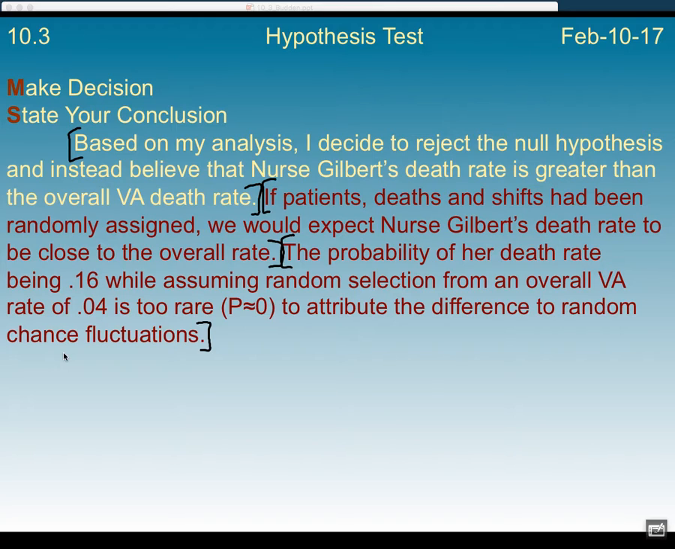So this is saying the probability of 0.16, so that's p, the sample proportion, assuming 0.04, that's pi, is too rare to attribute the difference to random chance fluctuations. What that means is we talked about how every sample is going to give you different results. The results of our sample were way too different from the null. So it didn't happen just because of variability. It happened because our initial null was wrong. Does that make sense? Okay, we will practice writing that last sentence because it's going to change a little bit based on reject or fail to reject.